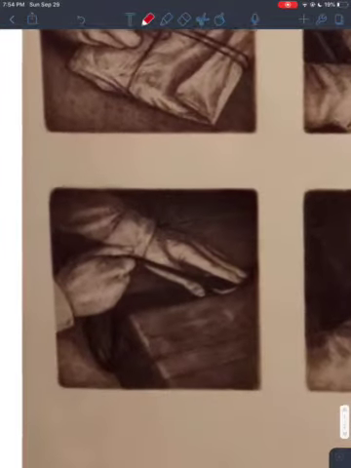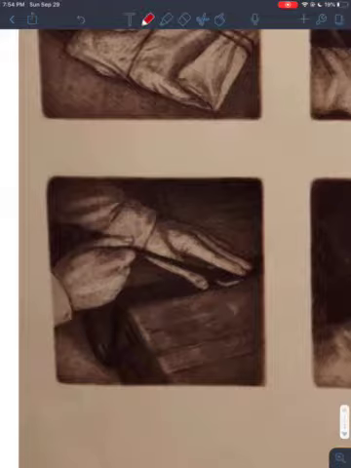The next image is of the man closing the suitcase. This closing of the suitcase represents the closing of this chapter of this man's life. His family is now going to be separated from him, and this is a very emotional period.